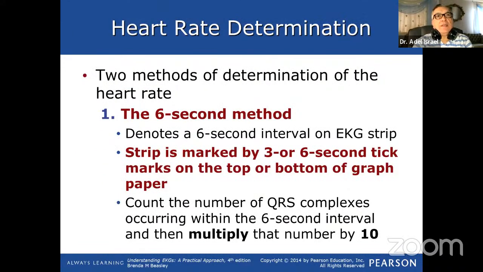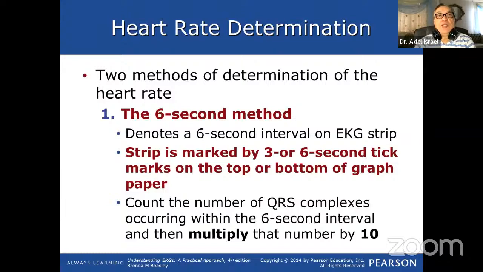How do we detect it? Of course, as I told you, all devices all over the world now give you this number without your needing methods to count it yourself. But in the exam, and also when we practice together by the end of our lecture today, we need to do it ourselves, which we call manual. The 6-second method: I told you the 6 seconds is represented by 30 big squares or 150 small squares. So this is very nice.